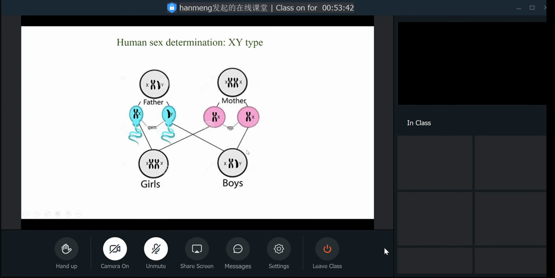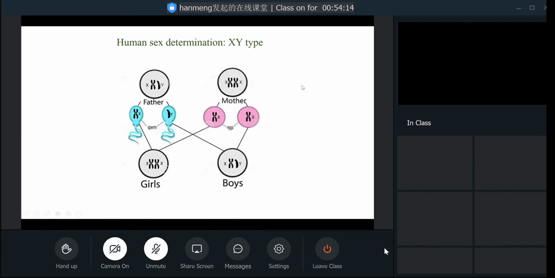If a child has the Y chromosome, then he is a boy. And if he has no Y chromosome, and has the X chromosome, then she is a girl. So human sex determination is XY type.